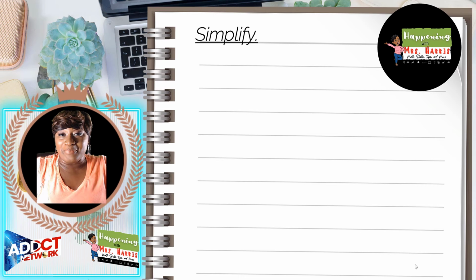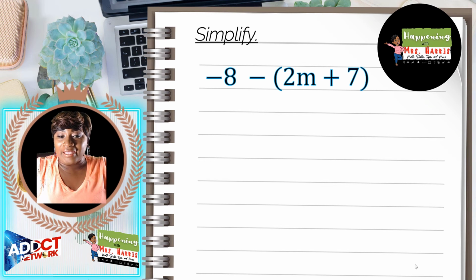Here's our last example. Simplify. Negative 8 minus the sum of 2m plus 7. Take your time. Think it through. I know you got it. Let's go.